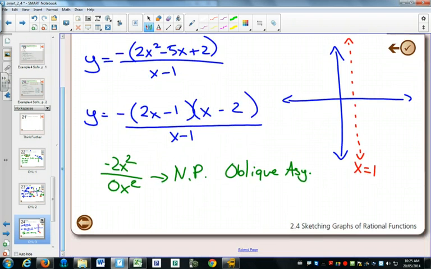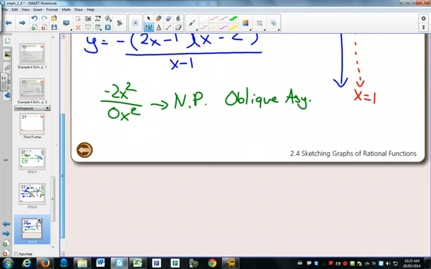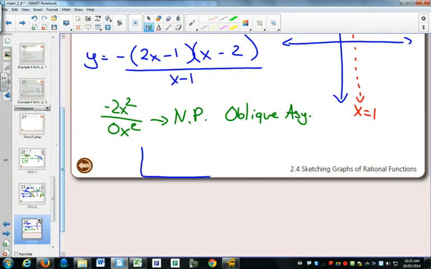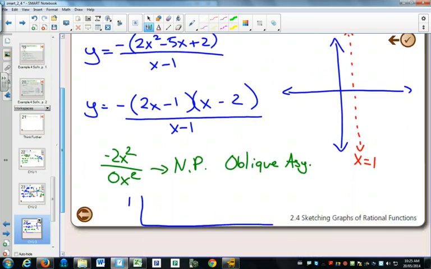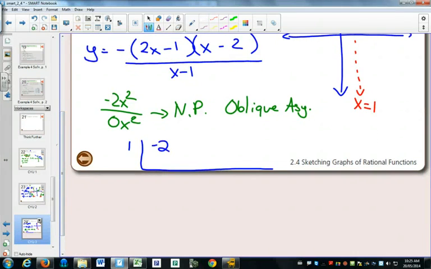And so we use synthetic division to find out what our oblique asymptote is. We're dividing by x minus 1, so we put a 1 there. Our original equation was minus 2, plus 5, minus 2. Bring the number down, multiply, add, multiply, add.